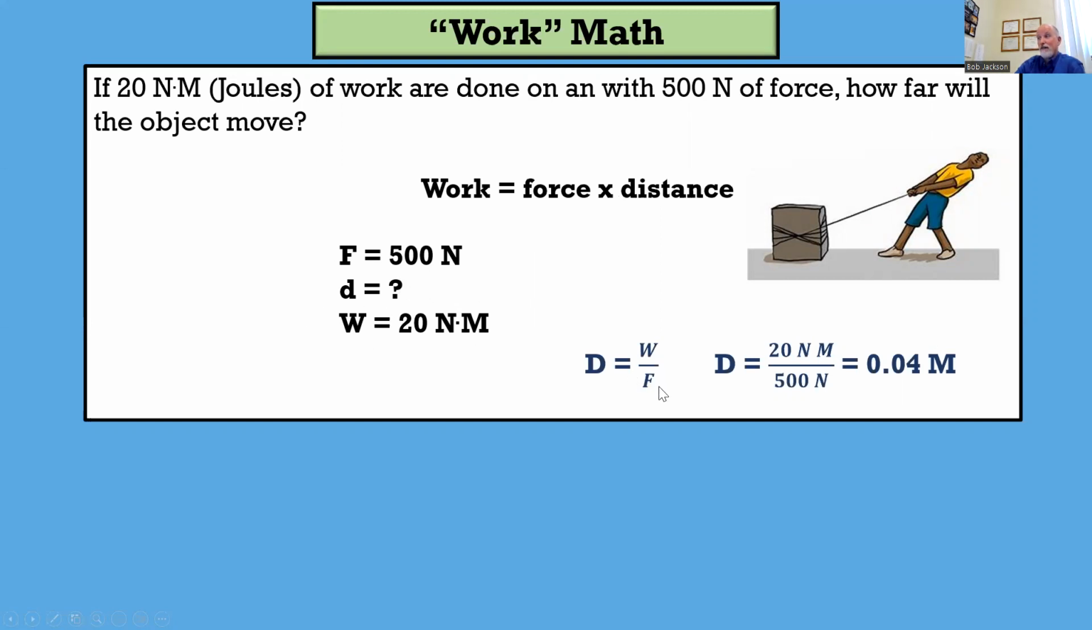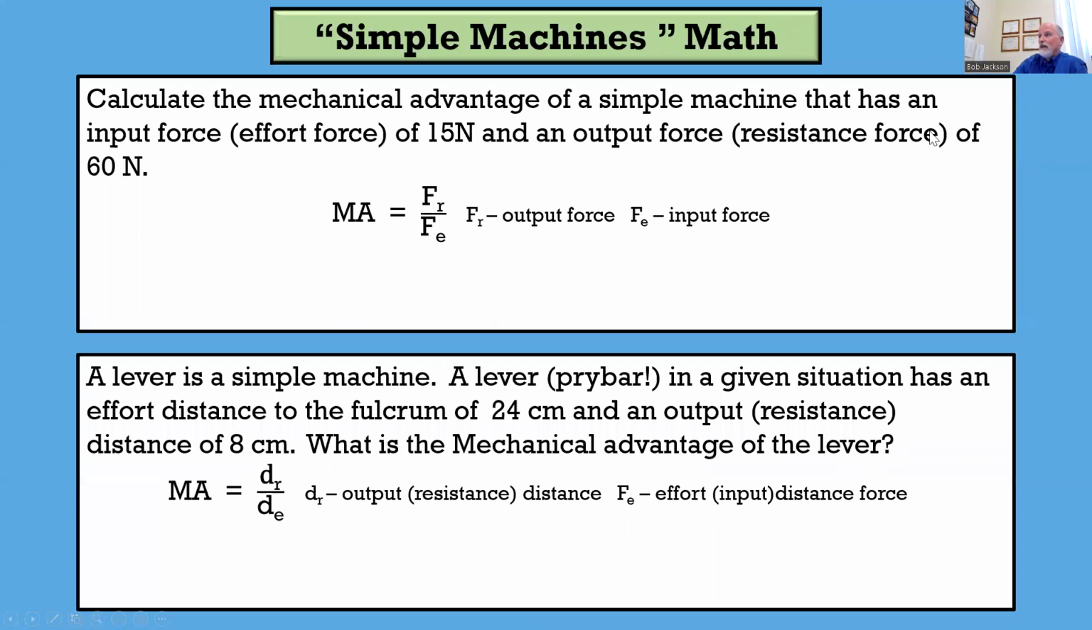Distance will be work divided by force. So I take 20 divided by 500. 20 is the work number, and 500 is the force in newtons. I get 0.04 meters. Okay, which isn't that far, but it did some work. It moved. Okay, simple machine math. These are the easiest ones of all, because you're taking a big number divided by a little number on each one of them every time.